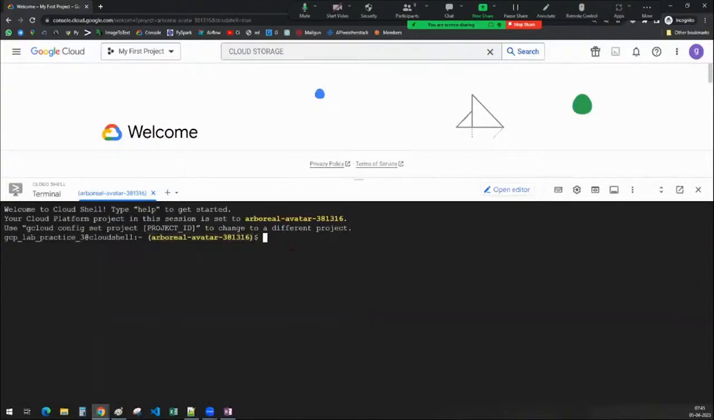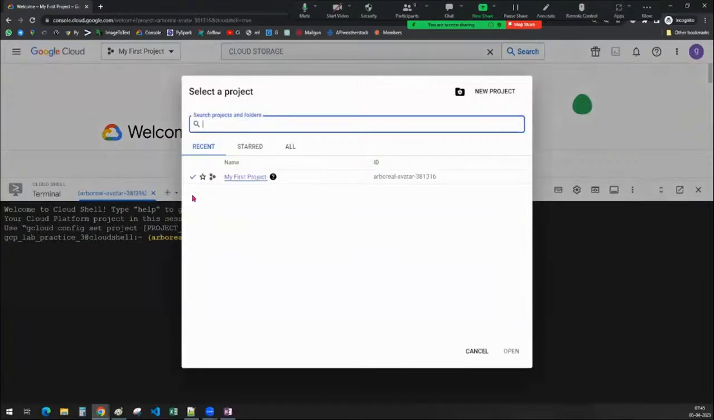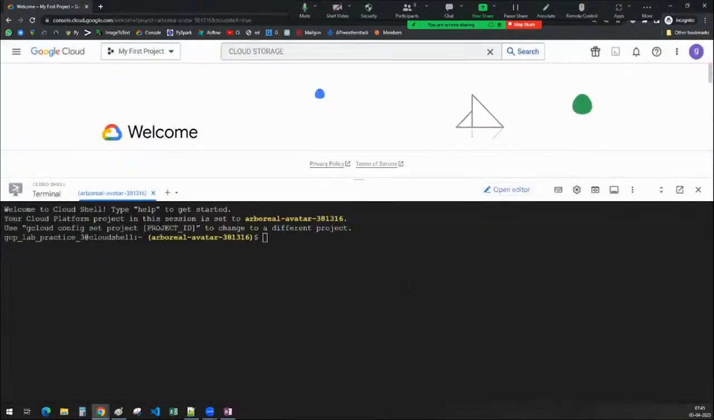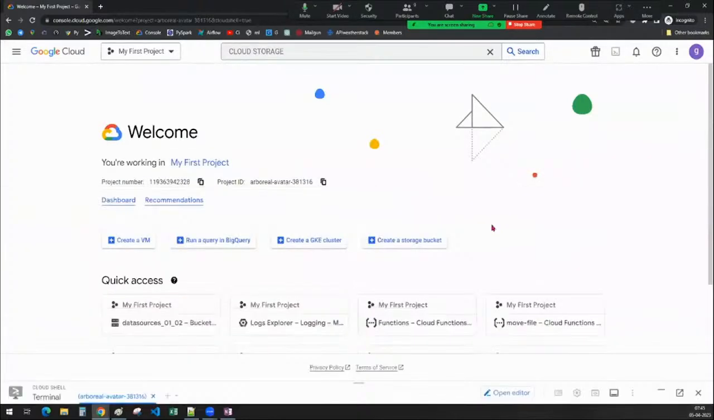If you want to select one more project from the Cloud Shell, you have to mention gcloud config set project, and that project ID, so that you will be able to enter one more project. And from the console, if you want to go to one more project, you directly click on it. So like how you click on this one, you click on one more project, and that project will be selected. If you are working in that project, all the billing will be enabled for that particular project only. So this is the introduction to the GCP console as well as Cloud Shell, guys.